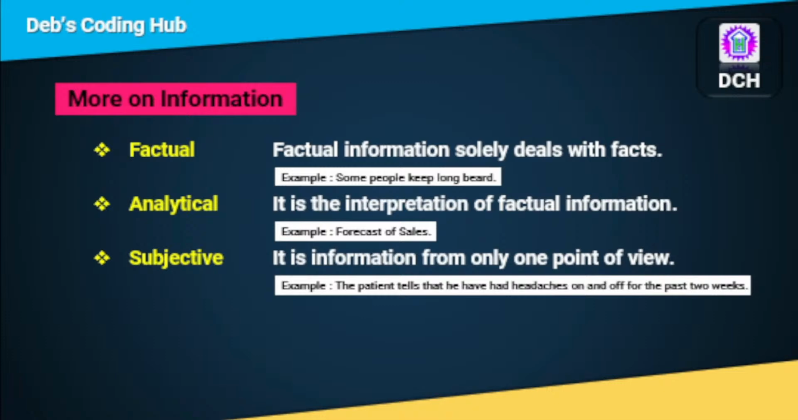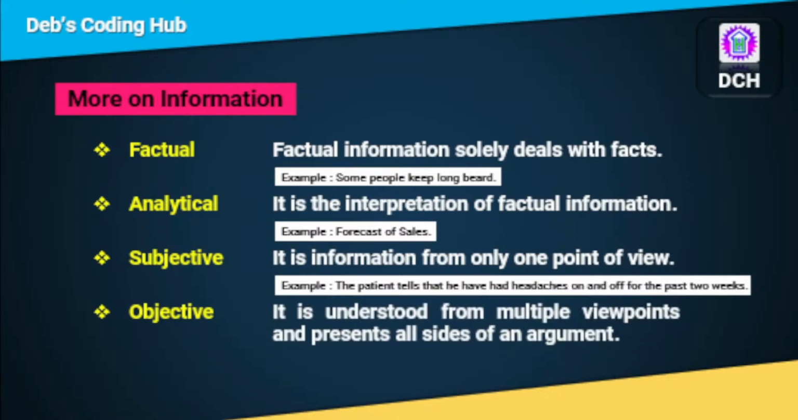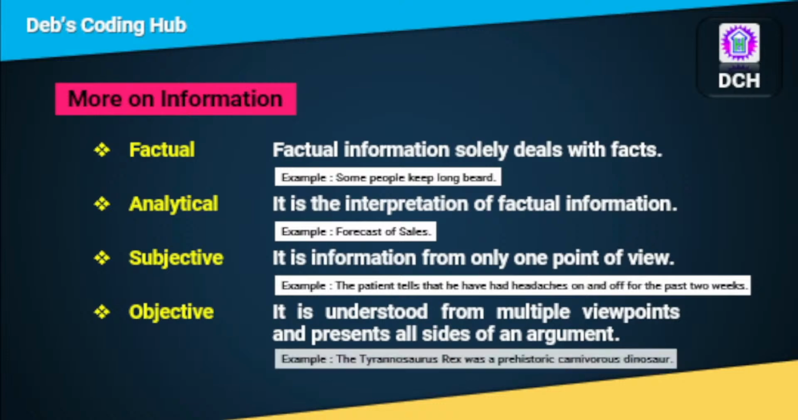Next type of information is objective information. Objective information is understood from multiple viewpoints and presents all sides of an argument. These are basically given in books. Okay, objective information is stored in books. Let us take one example. The Tyrannosaurus rex was a prehistoric carnivorous dinosaur. So, it is objective information.